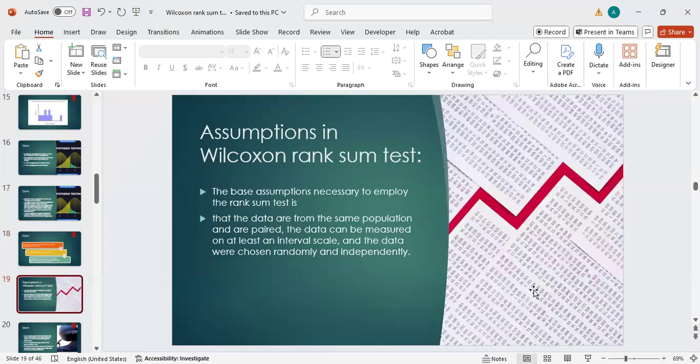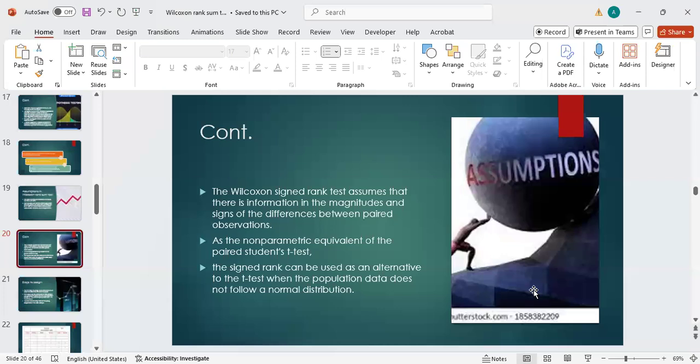Assumptions of the Wilcoxon signed rank test. The basic assumptions necessary to employ the signed rank test are that the data are from the same population and are paired, the data can be measured on at least an interval scale, and the data were chosen randomly and independently.